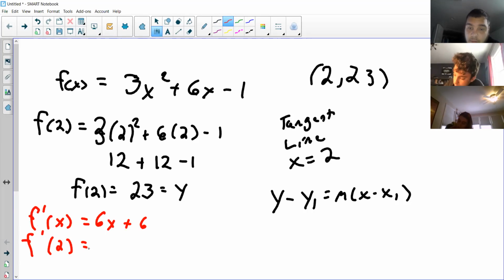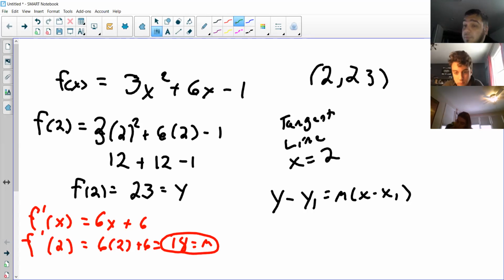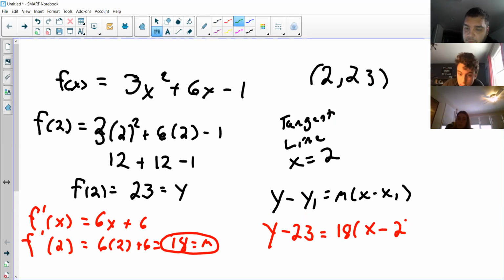So that's 6 times 2 plus 6, 12 plus 6, 18. 18 is the derivative at x equals 2, or also, in this case, the slope of the tangent line. Your final piece of the question here is to simply put it all together in one equation. y minus, we have our y value, which is 23, equals 18 times x minus 2. You could put it in y equals mx plus b form, but that's a waste of time. Just leave it like that. We're happy.